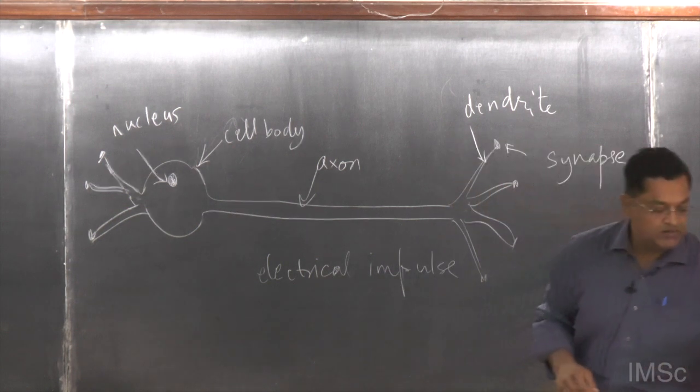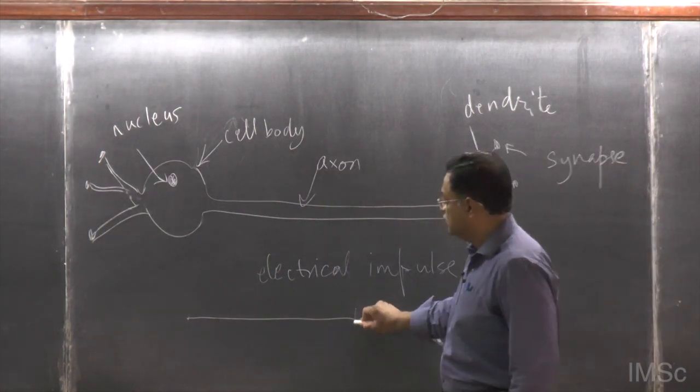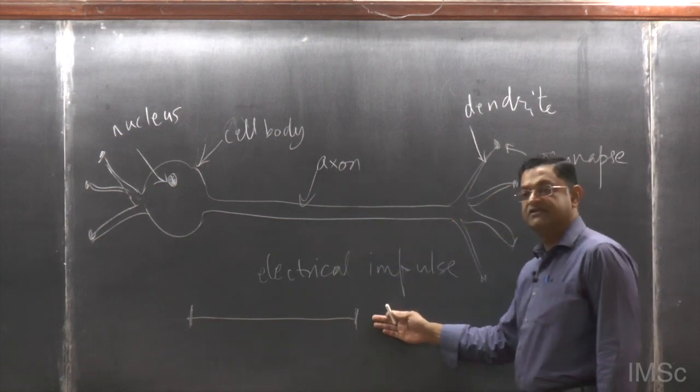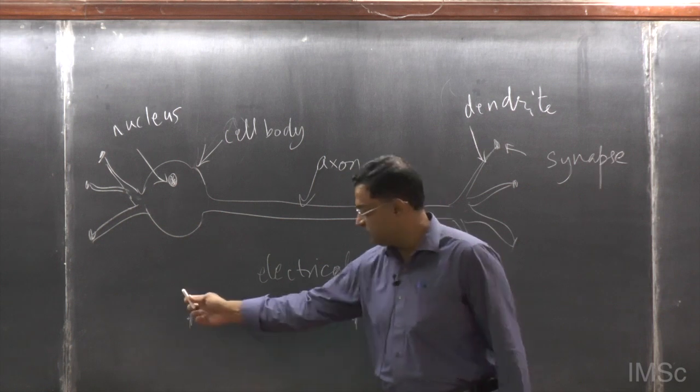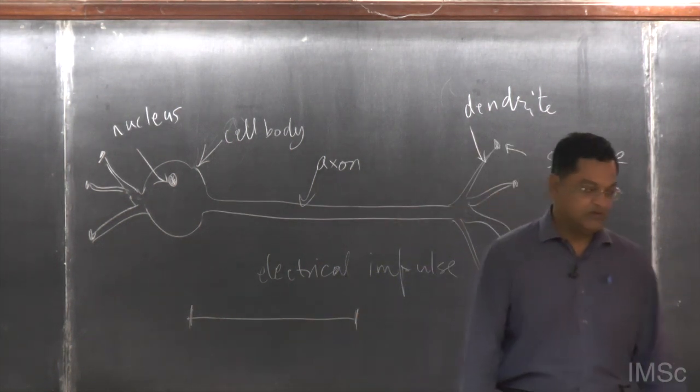How does it happen in a copper wire? Well, if you've got a copper wire, you apply a voltage difference across it. Say this end will be at a higher potential, this will be at a lower potential, and this potential difference is what generates a current that goes through it. Okay. That is not what happens in a neuron.